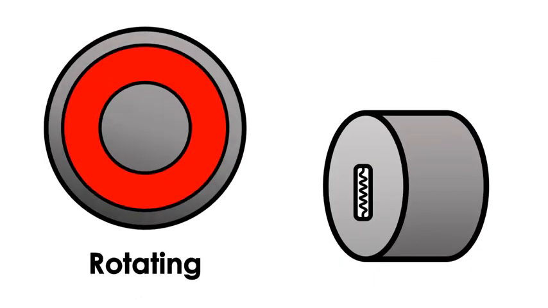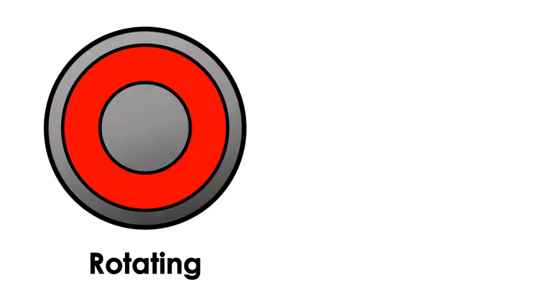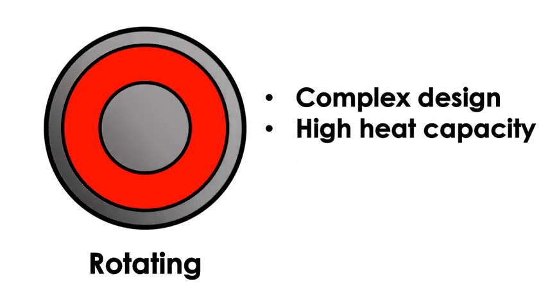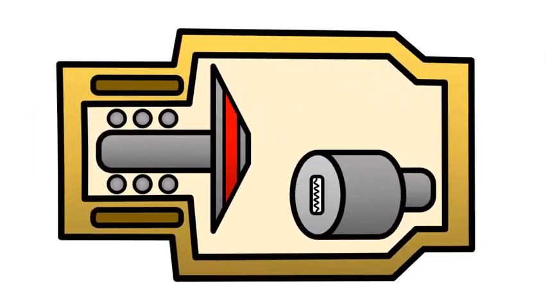With rotating anodes, the anode is literally a rotating disc. This has the effect of spreading out those electrons over a much larger area and significantly increasing the heat capacity of the X-ray tube. Rotating anodes are essential for general radiography. So what do we say about rotating anodes? We can say that they are a little bit more complex. However, they have very high heat capacity with that large focal track, and because of that, they can be used for high exposures.